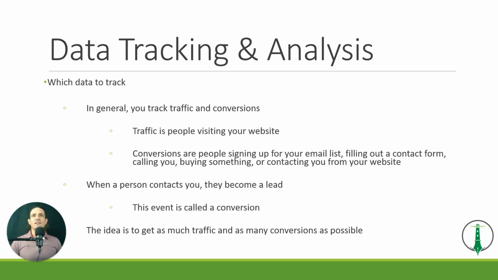So which data to track? The two most important pieces of data to track are traffic and conversions. Traffic is the number of people visiting your site, and conversions are when someone contacts you from your website, whether it be by calling you, filling out a contact form, emailing you, contacting you in some other way. When a person contacts you, they become a lead, and this event is called a conversion. The idea is to get as much traffic and as many conversions as possible.